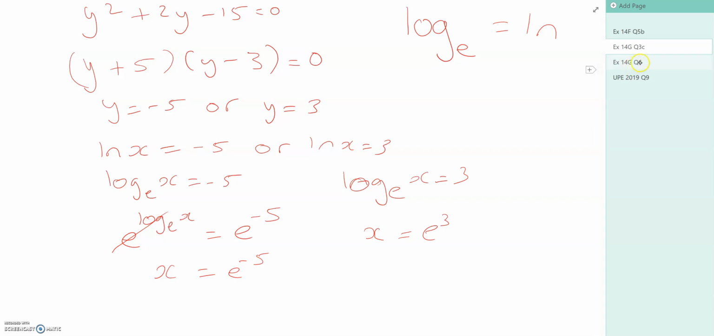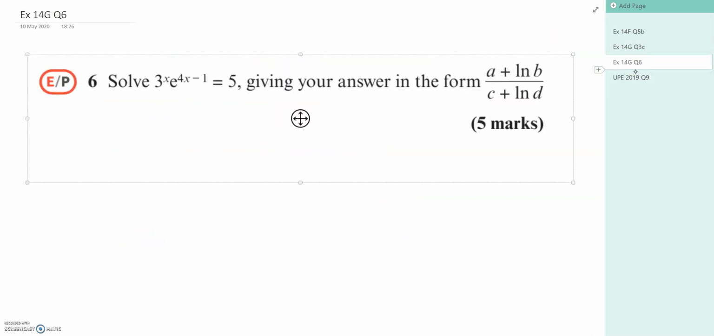Right, and then 14G question 6 looked a bit like this. Right, this was a bit trickier, and it's 5 marks, so let's have a look. The answer's in the form of ln. We can see that the answer's given to us, and it's in the form of ln. So what we should do is take lns of both sides. And the benefit of this, just like in 14F, is that we've got powers here.